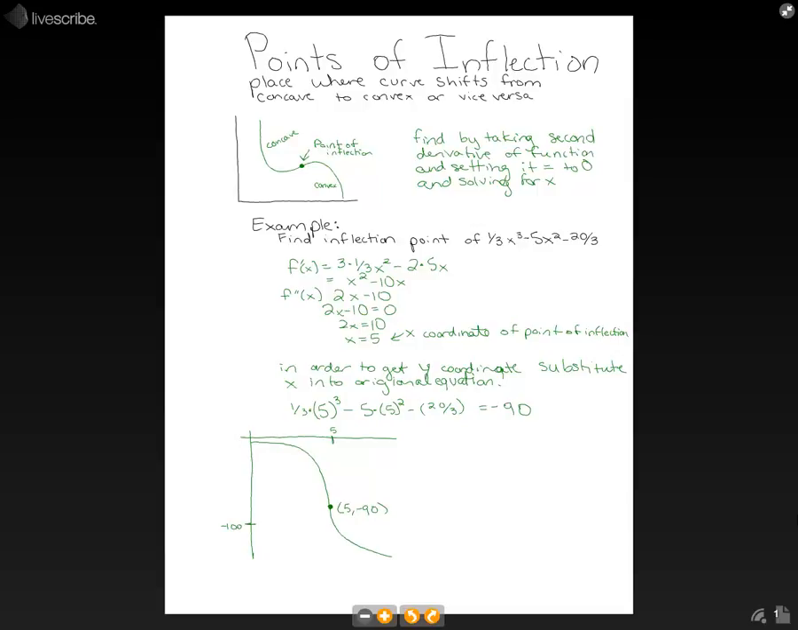So, this is how you would solve for your point of inflection for any other type of curve as well. You're just going to take that second derivative, set it equal to 0, and solve for your x value. Then resubstitute that x back in and solve for your y value.